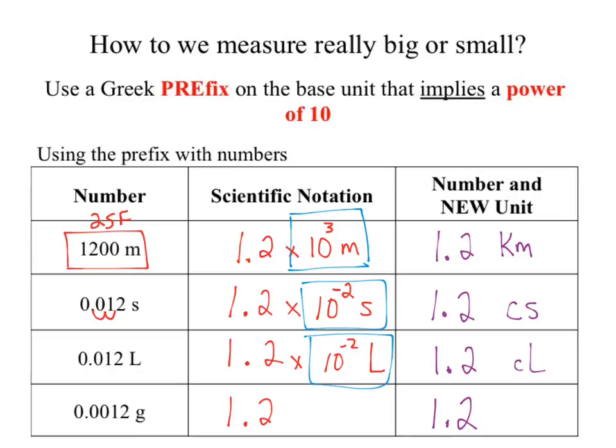Okay. Last one. How far did we shift our decimal? 1, 2, 3 to get it into scientific notation. So we've got a 3 shift. We're looking at a big number or a small number? Small number, so it needs to be a negative. Unit was grams. My new unit becomes milligrams. Okay? Questions on that?